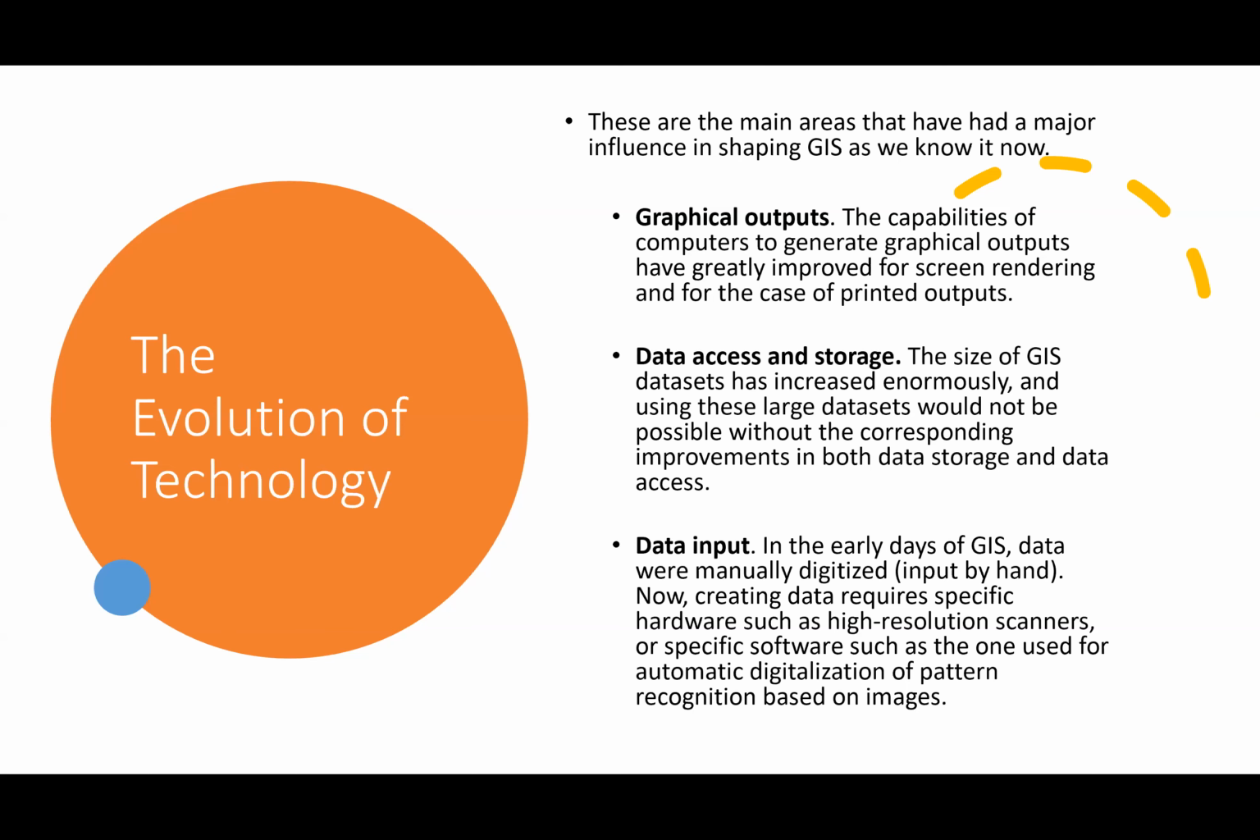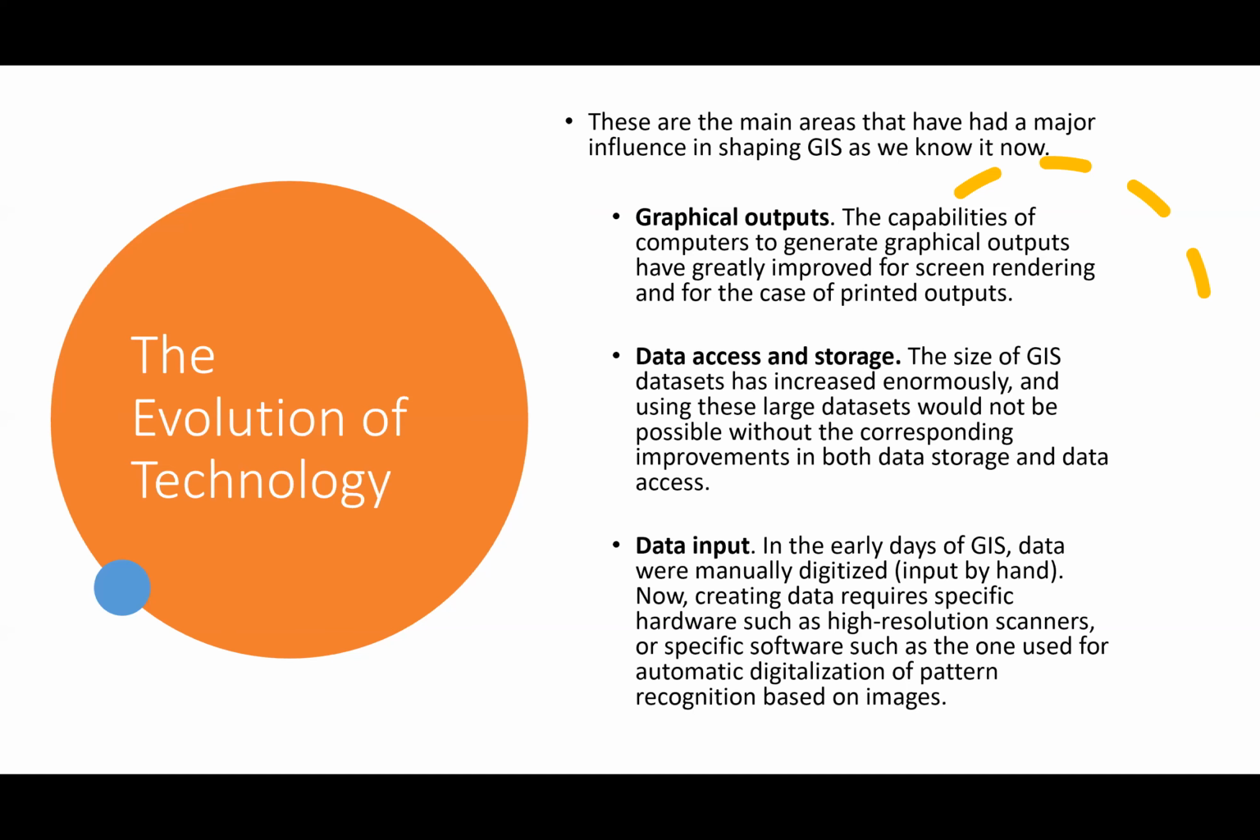Now creating data requires specific hardware such as high resolution scanners or specific software such as the one used for automatic digitalization of pattern recognition based on images. What that means is you know a pattern exists and you can create a representation of that pattern on the paper, on the map. So being able to take things, you can now use photos like plat maps from like the 1900s, and you can use some of those photos as part of your overlay.